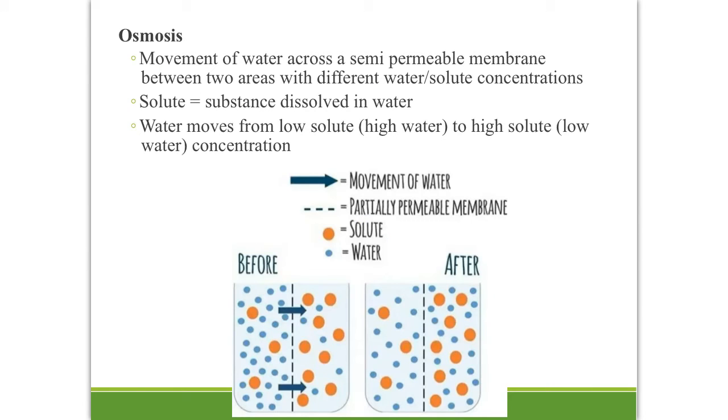Osmosis, we have a similar thing happen, but here we're looking at water. And so this is water moving across a semi-permeable membrane. So water can move, but other stuff cannot. And the water is moving between two areas with different concentrations of water plus some solute. Solute is any substance that's dissolved in water or any substance dissolved in another liquid. And so water is going to move from a low solute or a high water area to a high solute or low water area.